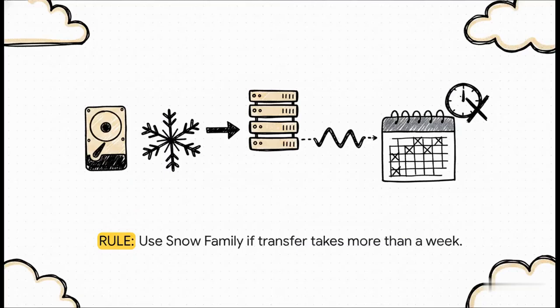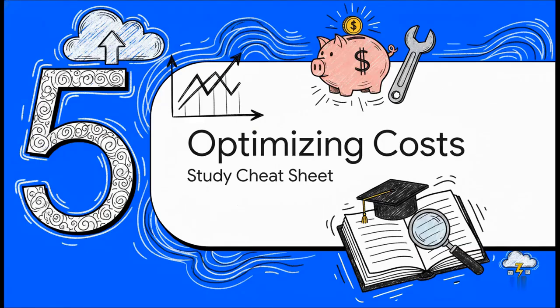The big rule of thumb to remember for data migration is this. Use the Snow family whenever transferring data over your local network would just take way too long. Sometimes it is actually much faster to physically drive a hard drive down the highway than to wait on a slow internet connection. Finally, we arrive at Section 5, Optimizing Costs and our ultimate exam study cheat sheet.